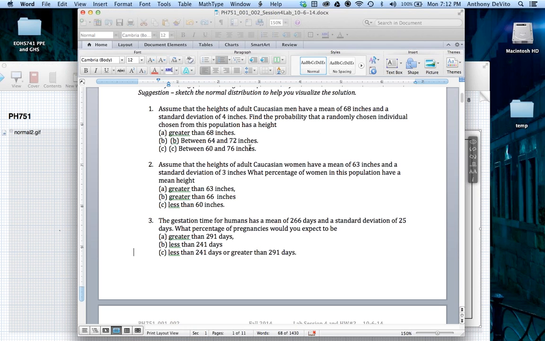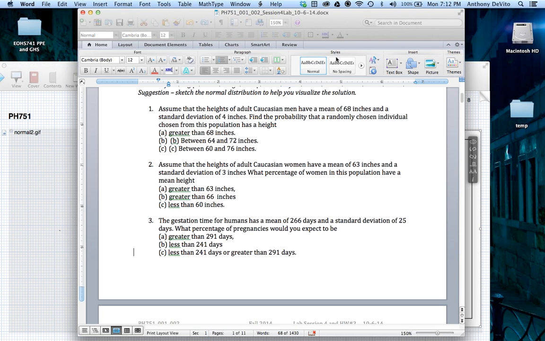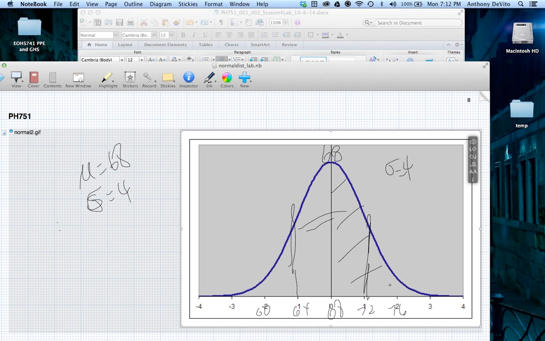So what's the probability of having a height between 64 and 72 inches? Right, it's both sides, right? If I had said between 68 and 64, that would have been 34%, right? Okay. Between 60 and 76 inches. Okay, 95%, right? Two standard deviations below to two standard deviations above.